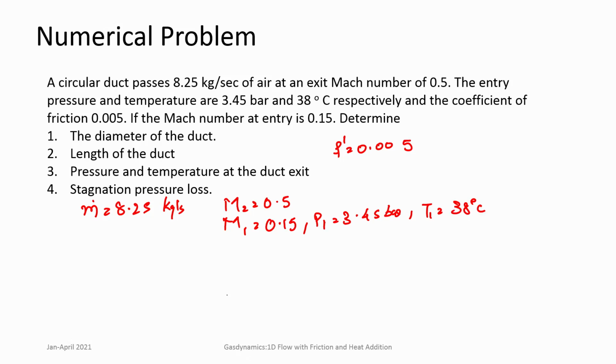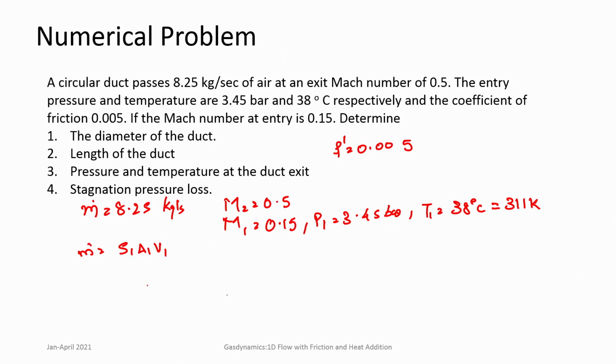Okay. So, first you determine the diameter of the duct, length of the duct, pressure and temperature at the duct exit, and stagnation pressure loss. So, temperature T1 is equal to 311 Kelvin at 273. M dot is rho 1 A 1 V 1.